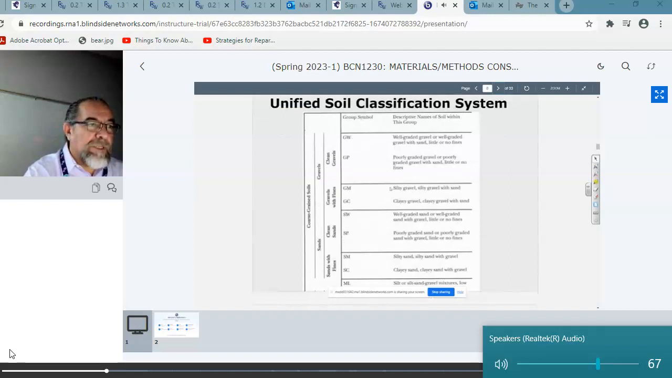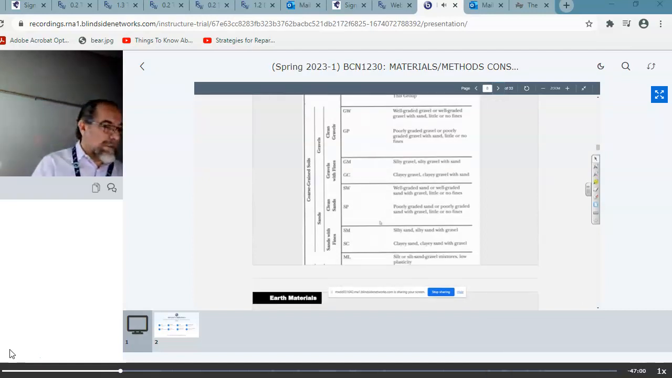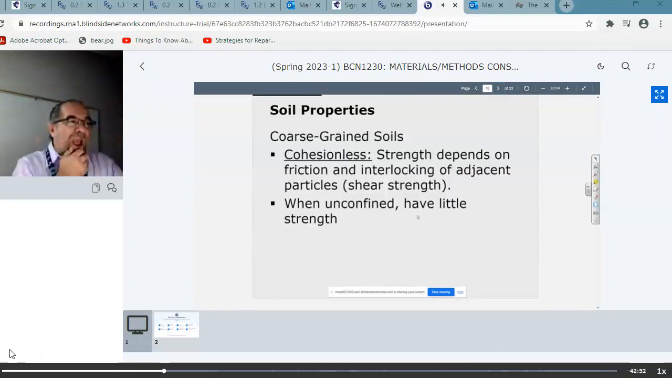GW, and then GM is gravel. There goes my theory. GC works, gravel clay, but GM, no, there's no way out. Just memorize. GM. Okay, and then SW is well-graded sand. So sand, well-graded sand with gravel. SC. Okay, let's see.